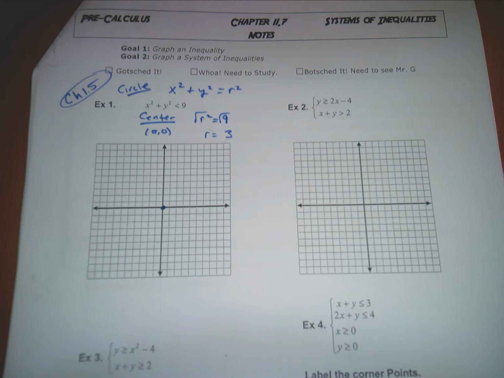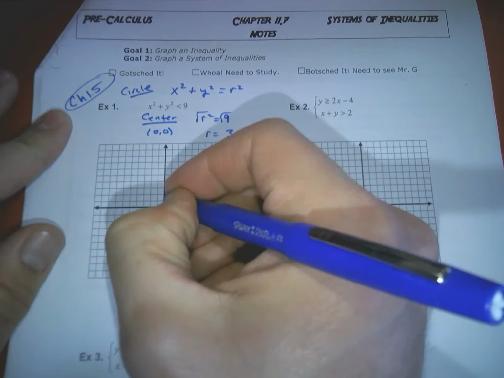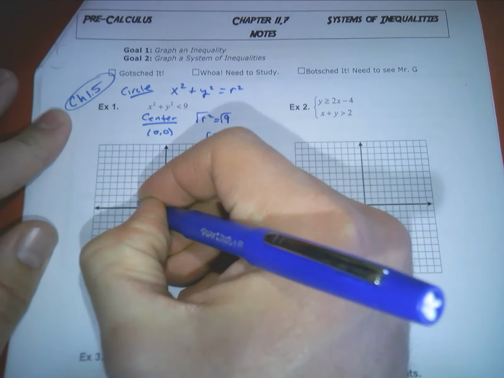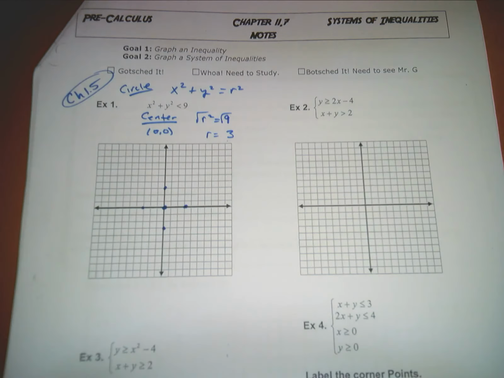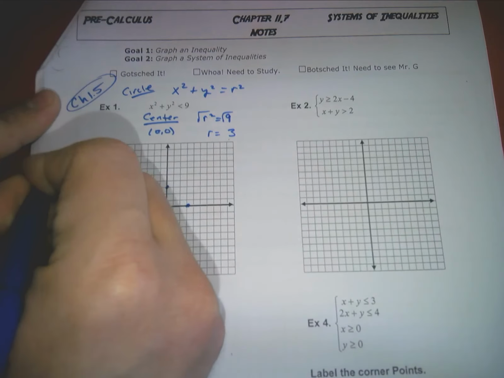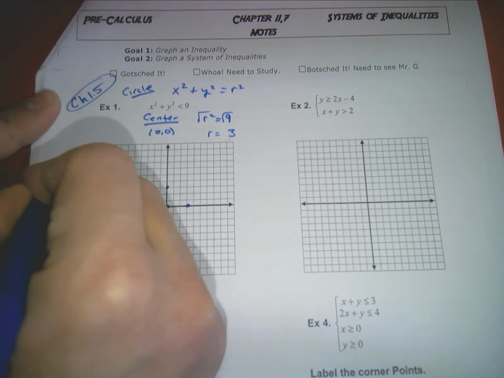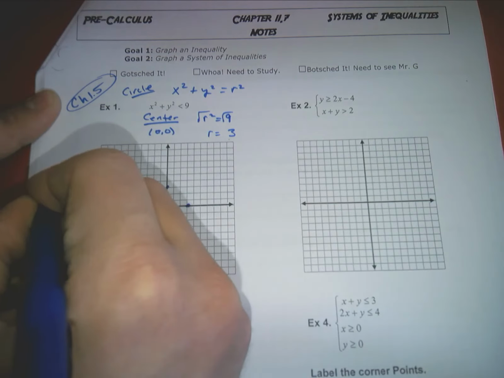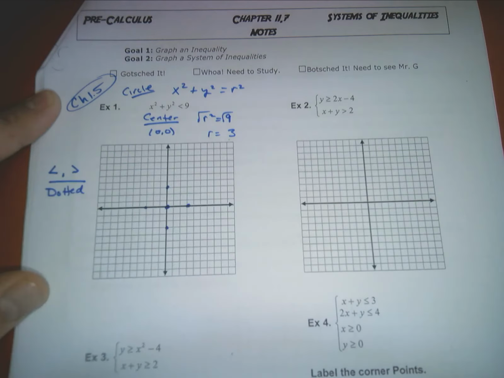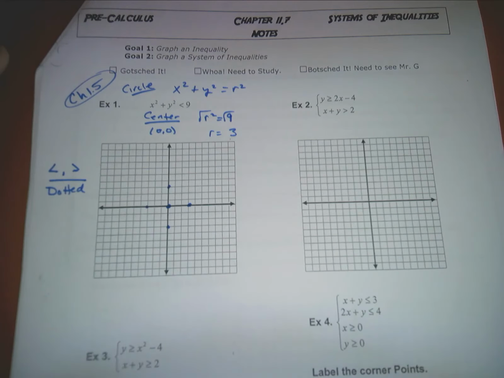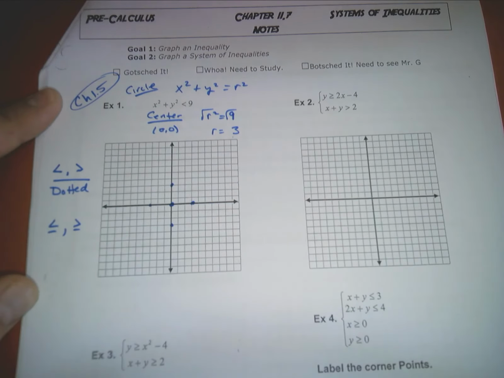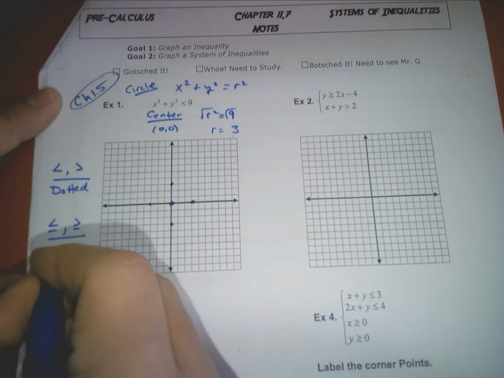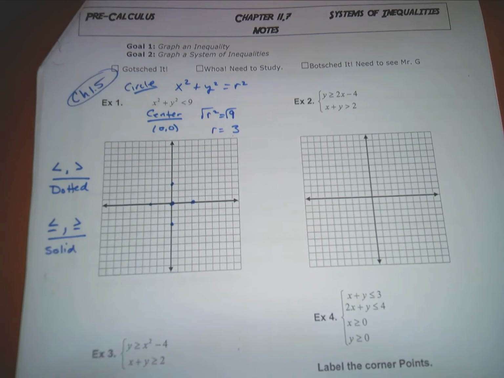So from your center, count up, down, left, and right 3. 1, 2, 3. 1, 2, 3. 1, 2, 3. And 1, 2, 3. And now we have to decide, do I make this a solid or dotted circle? So for my notes, I'm going to go ahead and write if it's less than or greater than, then we should know this is not inclusive. It's a dotted or dashed line, circle, parabola, or what have you. And then if it's a less than or equal to, greater than or equal to, it means it's inclusive. And then that is a solid line, circle, parabola, or what have you.